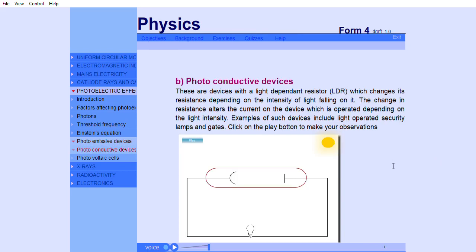Photoconductive devices. These are devices with a light-dependent resistor, LDR, which changes its resistance depending on the intensity of light falling on it. The change in resistance alters the current on the device, which is operated depending on the light intensity. Examples of such devices include light-operated security lamps and gates. Click on the play button to make your observations.